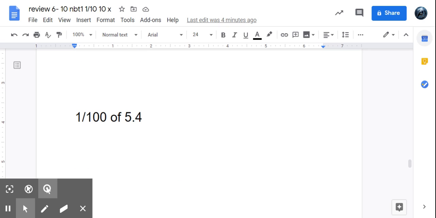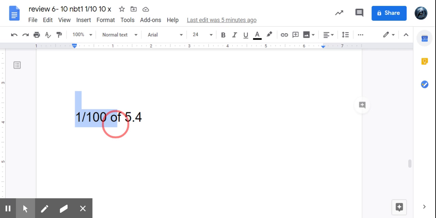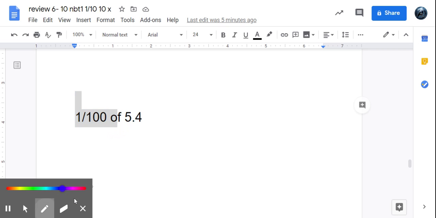1/100th of 5.4. Again, of means what? Multiply. Two zeros, making it smaller. What do you think the answer will be? Let's work it out together. Smaller.